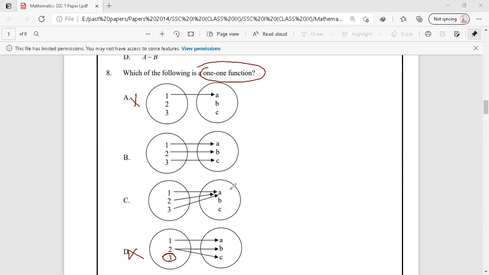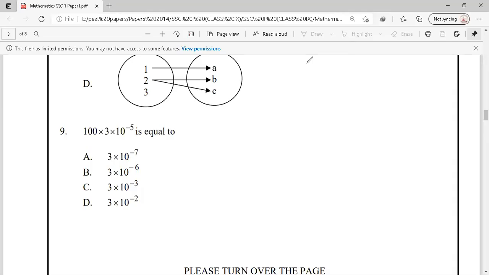So this is also not a function. In this option C, the range is repeated. रेंज रिपीट हो रही है यहाँ पर, this means that this is not a one-one function. So option B, we have the correct answer in which every element of the domain has a unique range, and range is not repeated. So option B is the correct answer for this question.